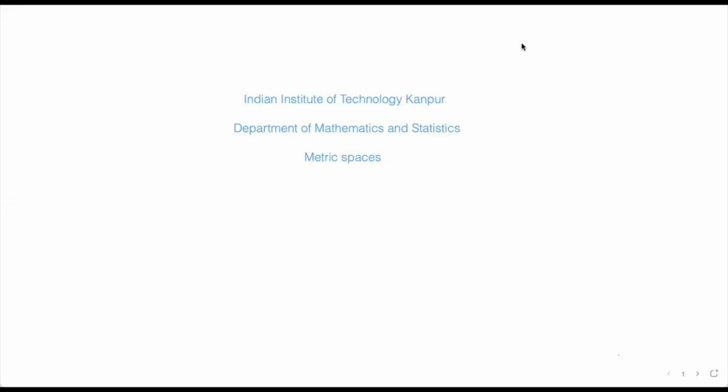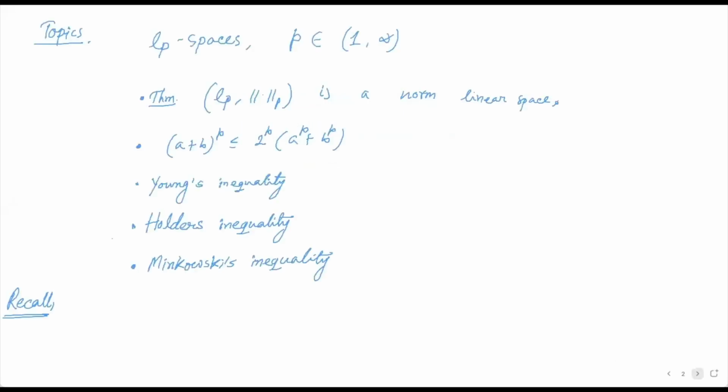In this lecture, we study L^p spaces. So, the topics of this lecture are the following: L^p spaces, where p is a real number strictly greater than 1. So, the main theorem we will prove here is that the pair (L^p, the norm function) is a normed linear space.